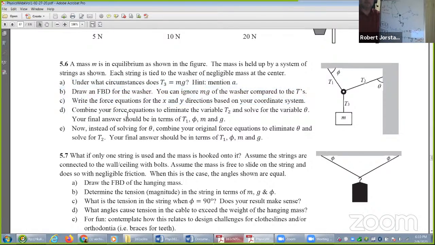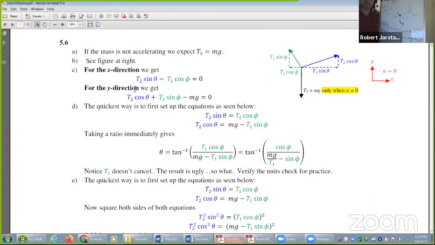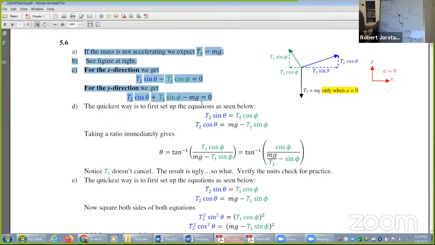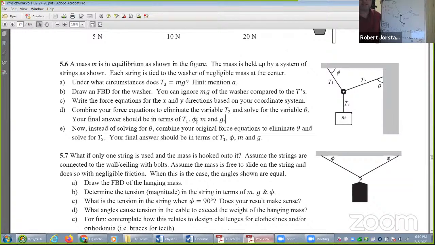So now I'm going to go to the solutions to save some time. 5.6. So here you do so much work to get these three parts in that picture. Next, there are two standard problems. So let me go back to that question here and show you. The idea is assume T1, phi, m, g are known. Solve for T2. I'm supposed to solve for theta and eliminate T2.